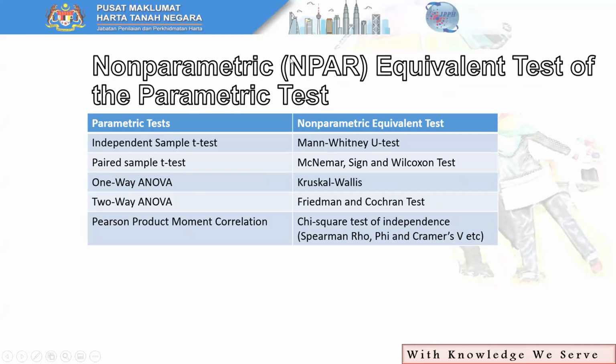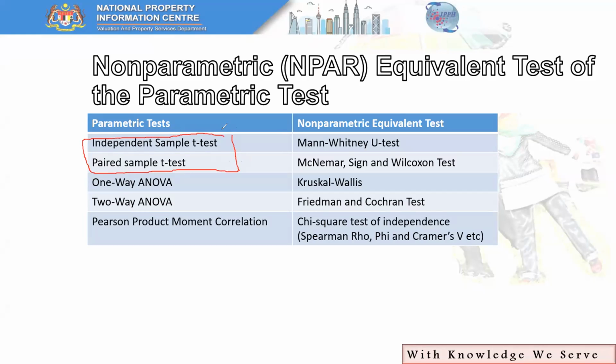Okay, so for example, the left side is parametric test, meaning that if you want to use this type of statistical analysis, your data must fulfill the normality criteria. Mesti, wajib, compulsory. Okay, so the first one, for example, t-test. To run the t-test, we have 3 types of t-test: one sample t-test, independent sample t-test, paired sample t-test. So to run the t-test, you need to make sure that your data are normal.